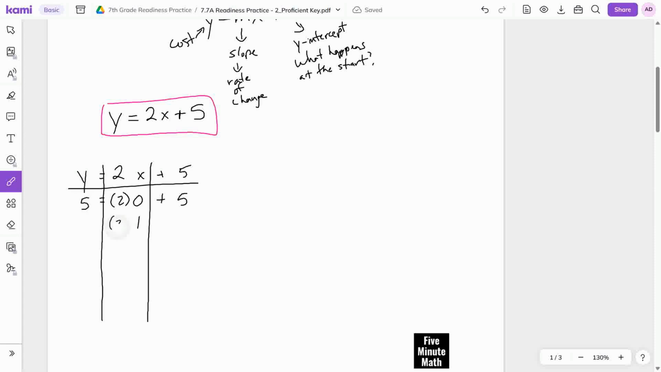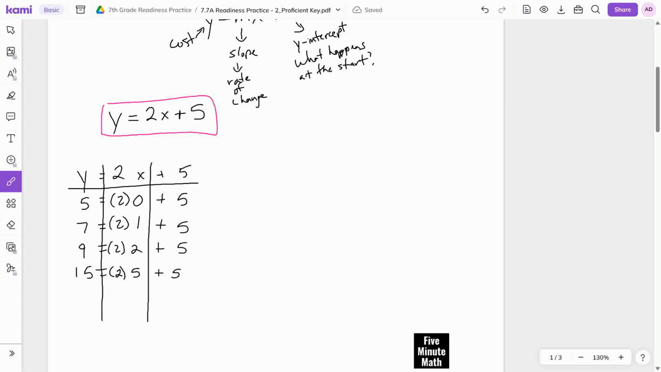Now, 1 hour. 2 times 1 is 2. Add that 5. That's going to get you 7. Let's see what happens at 2 hours. And that's going to be 5. And that's going to be 9. Now it's just going up by 2. As you notice, the y is just increasing by 2 because that's our rate. And then we can jump. We don't have to necessarily stay in order. Let's see what happens if you keep it out for 5 hours. Well, that's going to be $10 for the bike plus the $5 initial fee, so that's $15.